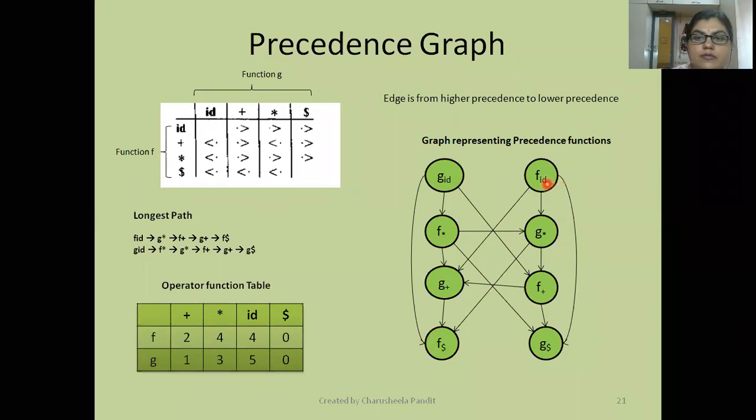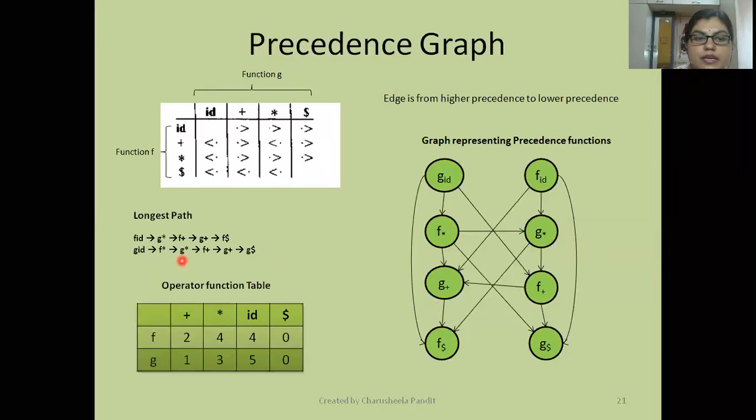So you can see it is from g of star, then from g of star it is going to f of plus, then from here it is going to g of plus, and then it is going to f of dollar. So if we see the length of this path, it is 1, 2, 3, 4. You can find if there is any other path whose length is more than 4 and we can start from f of id and reach f of dollar. If yes, then you tell me.